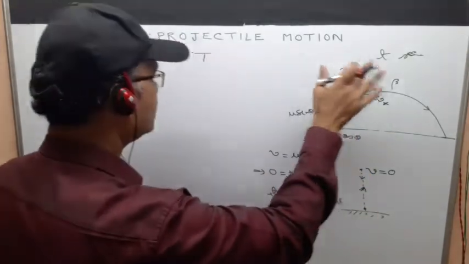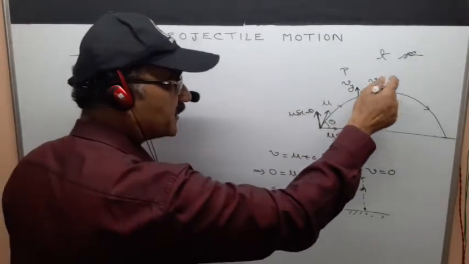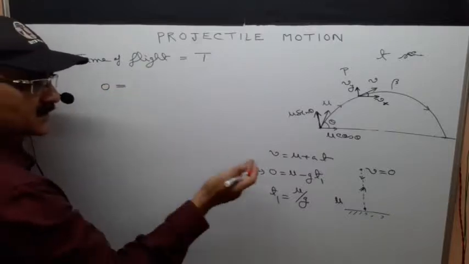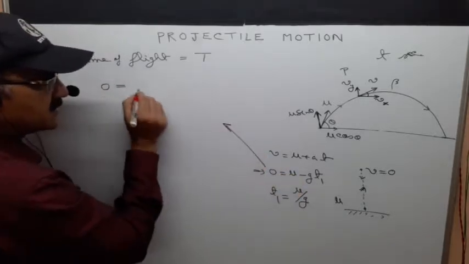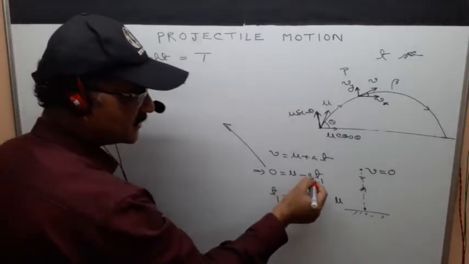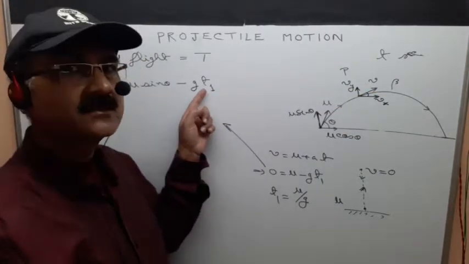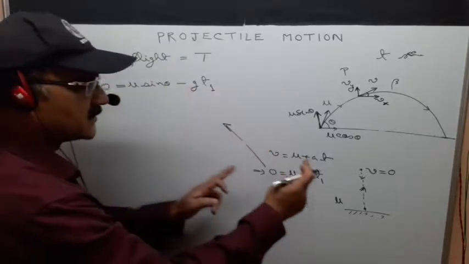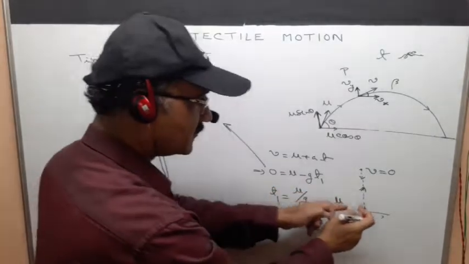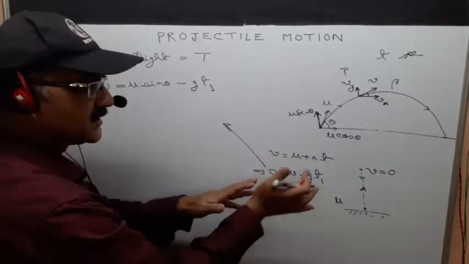Similarly, here also the initial velocity is u sin theta. At the top point, the vertical velocity will be 0. I'm writing from here: initial velocity, there it was u, here it is u sin theta, minus g t1. Say to reach the top point, the time needed is t1. This equation is similar to that equation. At the top point, the vertical velocity is 0. Initial velocity there was u, here it is u sin theta. Then the acceleration is the same, minus g, and the time taken is t1.